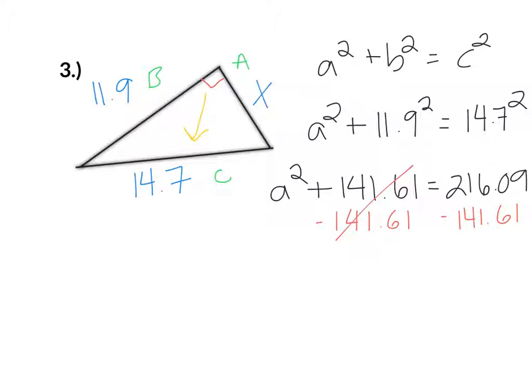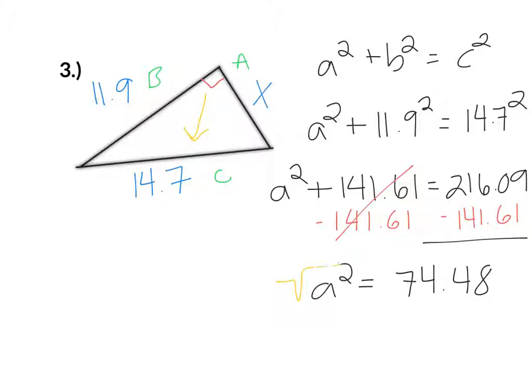These cancel out, and what you're left with is a squared equals whatever 216.09 minus 141.61 equals, and that is 74.48. We have one more step here, ladies and gentlemen, and that is to get a by itself, not a squared.